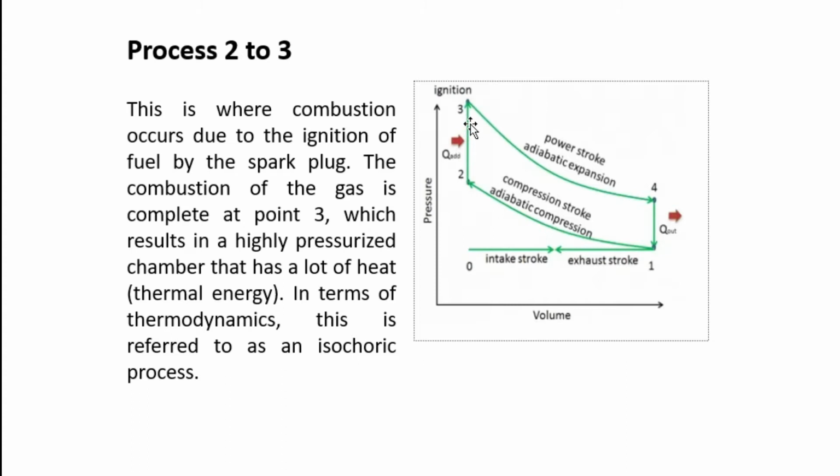An isochoric process is a process in which the volume remains constant. You can see here that pressure is increasing, but volume remains constant throughout the process 2 to 3. Therefore, it is known as the isochoric process.